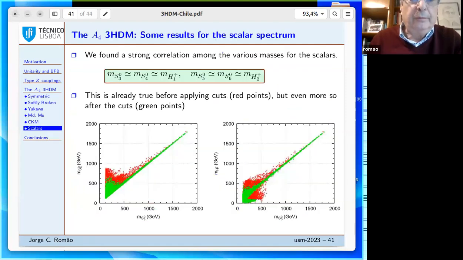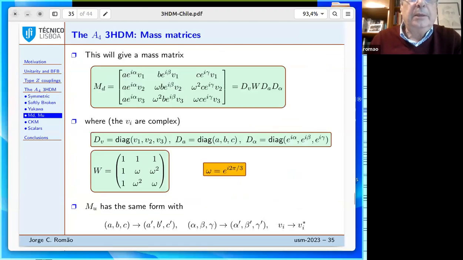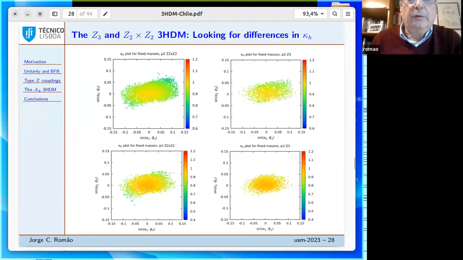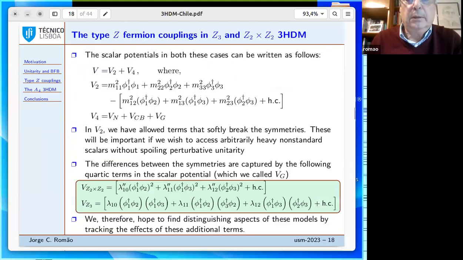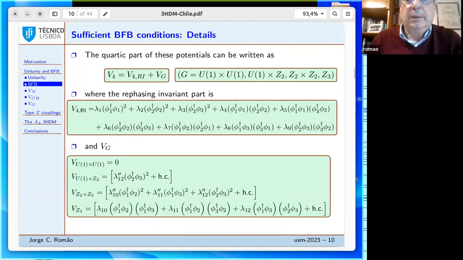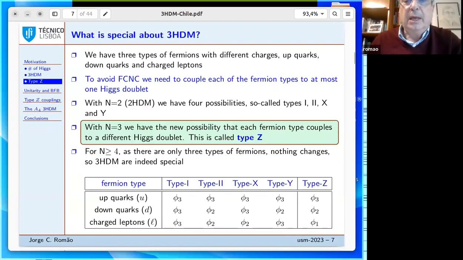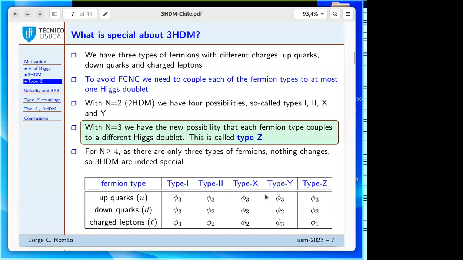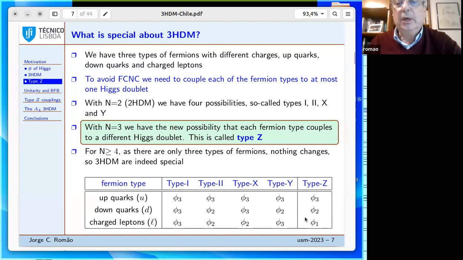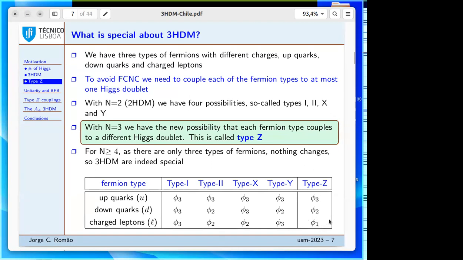For instance, let me show one thing. If you go to the beginning, where we had this discussion about the different types. In type Z, you have phi1 coupling to the charged leptons, phi2 coupling to the down quarks, and phi3 to the up quarks. Then if you want to give masses to these types of fermions, you have to give vacuum expectation values to all fields. Wonderful. Okay.